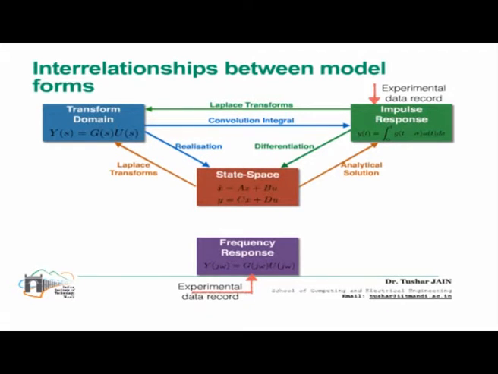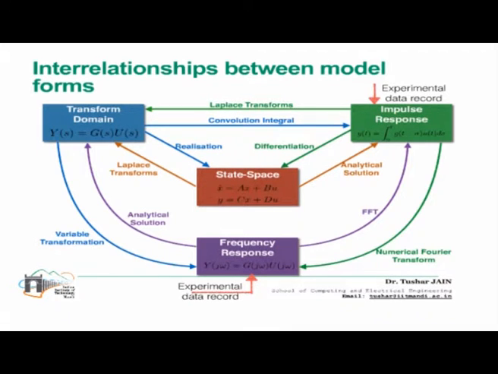Similarly, we have the relationship between the impulse response and the state space, where the impulse response you get by having an analytical solution of the state space system, and this defines the x variable. So these are all the relationships between the representations of the system, and you could use any representation to study the dynamics, the time domain dynamics.